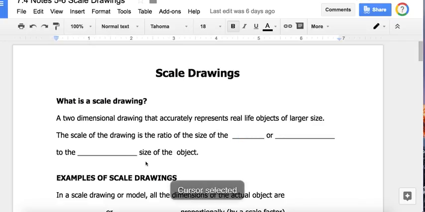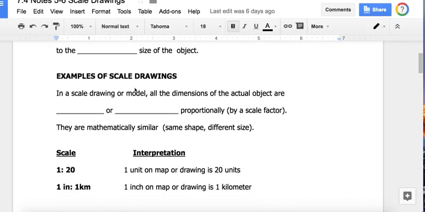So, examples of scale drawings. In a scale drawing or model, all the dimensions of the actual object are enlarged or reduced proportionally by a scale factor. They are mathematically similar: same shape, but different size. Now we're going to look at some examples of different scales.